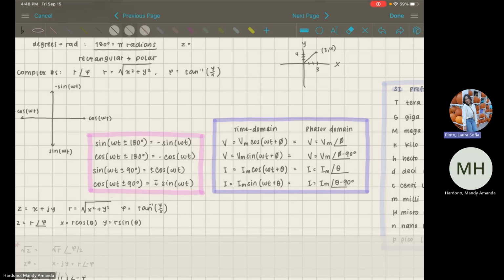You good on this part? So if you're going from time domain to phasor domain, you just subtract 90 degrees if it's sine, right? You get the same if it's cosine? Yes.